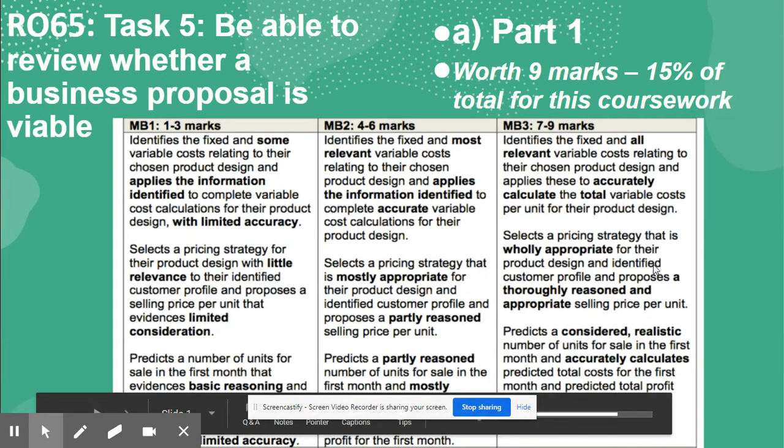Hi, good morning. We're now going to have a look at task 5 of R65. Sorry, I don't know why it's not loading. Okay, there we go. So the first bit is divided in two parts.